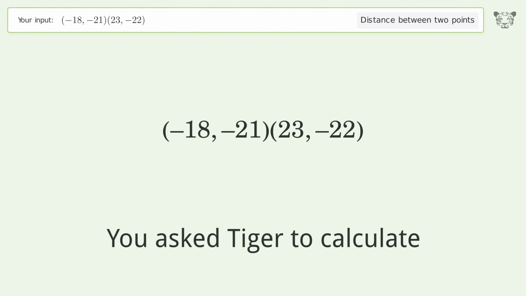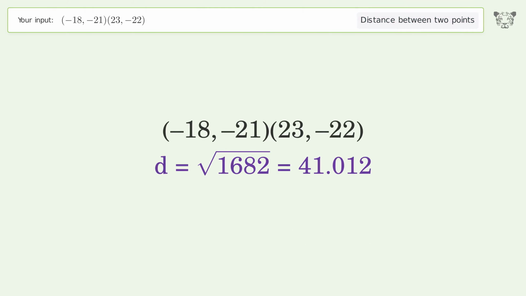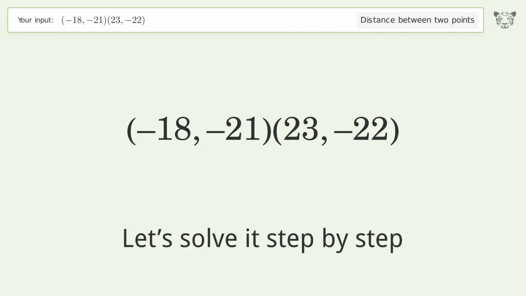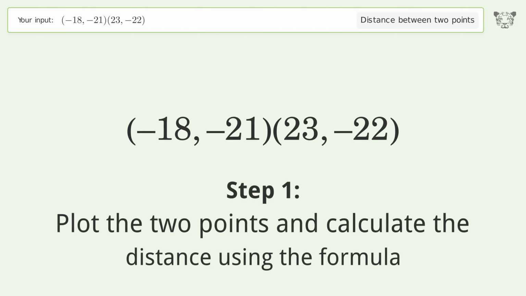You ask Tiger to calculate. This deals with the distance between 2 points. The distance between the 2 points is the square root of 1682, or 41.012. Let's solve it step by step. Plot the 2 points and calculate the distance using the formula.